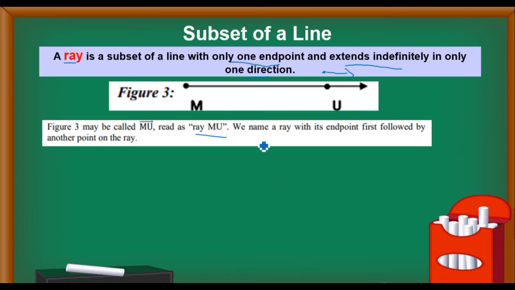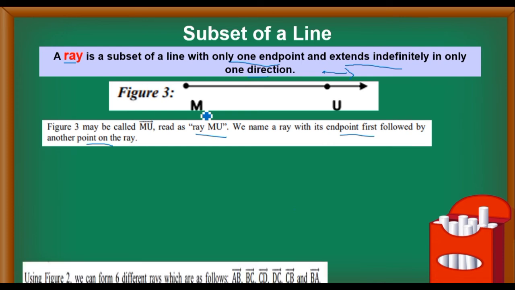Now, we name a ray with its endpoint first, followed by another point on the ray. Ha? Dapat yung endpoint muna. Ma'am, pwede pong baliktad yan. Unahin po yung nasa arrow, hindi po. Unless kung meron siyang arrow sa left side. Pwede yon. Pero since ito po ay ray MU lang po siya, hindi siya pwedeng ray UM. Mali po yon. So, ray MU lang.